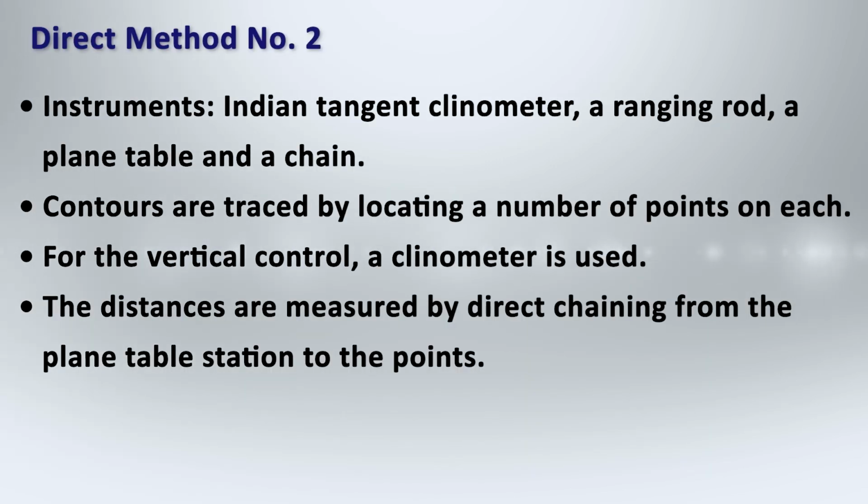Let us see direct method number 2. Instruments used for this method are an Indian tangent clinometer, a ranging rod, a plane table and a chain. In this method, contours are also actually traced by locating a number of points on each. For the vertical control, a clinometer is used instead of a level. The distances are measured by direct chaining from the plane table station to the points.